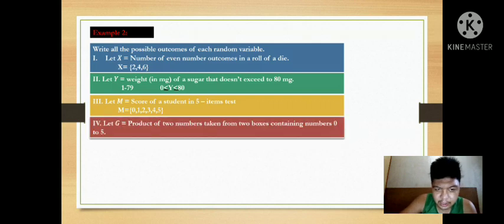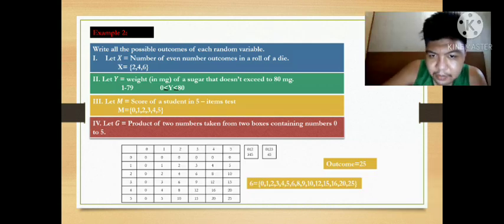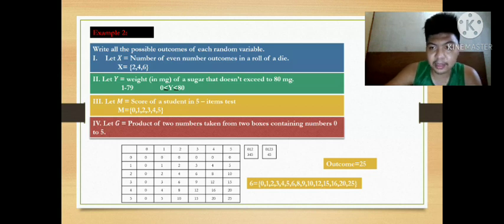Number 4, let G be the product of two numbers taken from two boxes containing the numbers 0 to 5. Here, the largest outcome is 25. The outcomes are 1, 2, 3, 4, 5, 6, 7, 8, 9, 10, 12, 15, 16, 20, and 25.